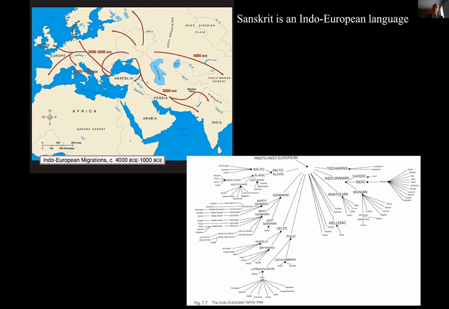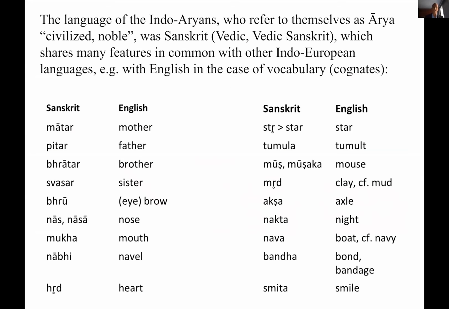As some of you may already be aware, Sanskrit is an Indo-European language. That means that it's related to many of the ancient languages and many of the modern languages of Europe and even Iran, in fact, as the Indo-Europeans moved into India around 2000 BC. So the language is closely related to many languages you may be familiar with. We have many items of vocabulary, such as the family names: mata, mother; pita, father; bhratar, brother; and aspects of the body: nas, nose; mukha, mouth; nabhi, navel; heart, and so on, and many other words.